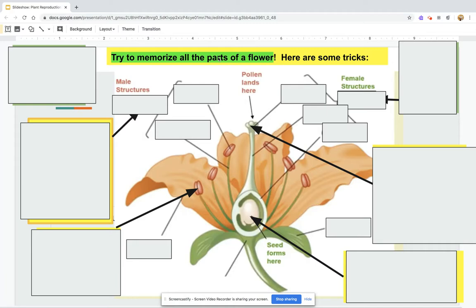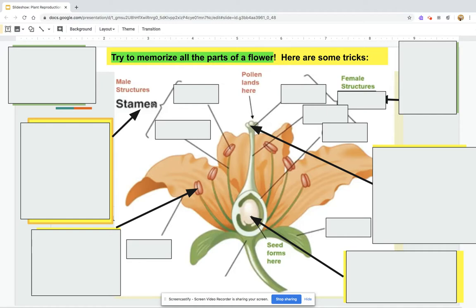All right. So we're first going to talk about the male structures. So these are the male structures. And there are how many of them? There are 6 of them. And so we call these the stamens. And so you can remember stamen because it has the word men in it, right? So that is the male structure.